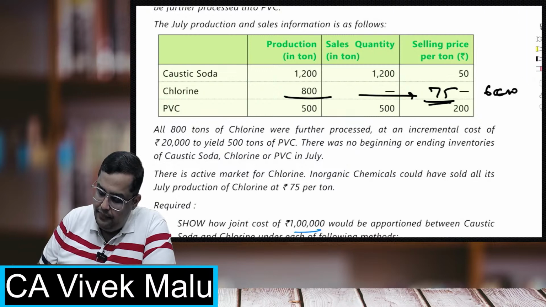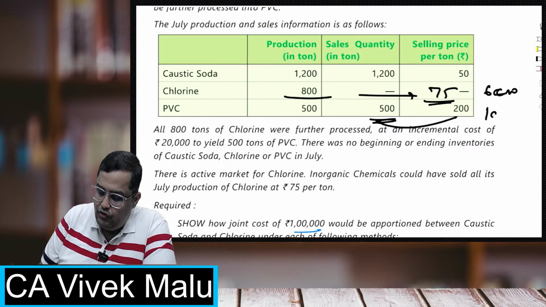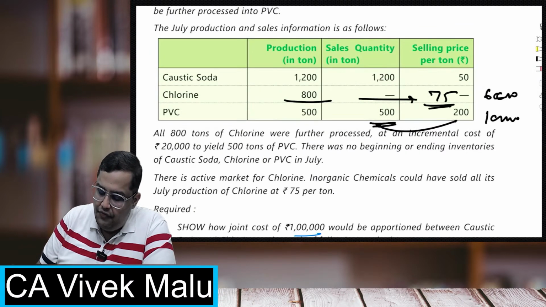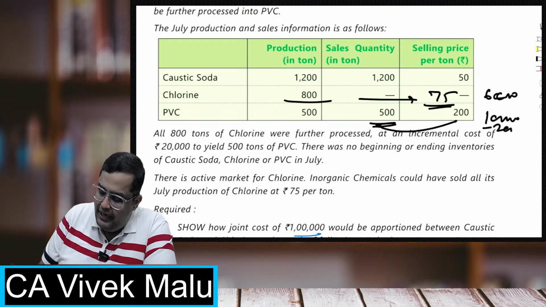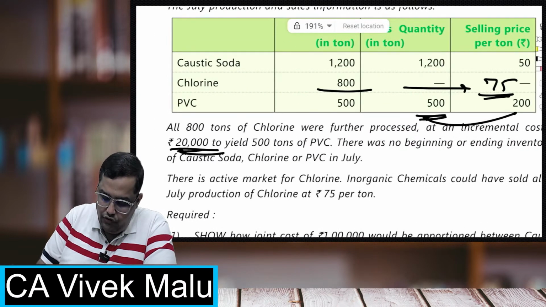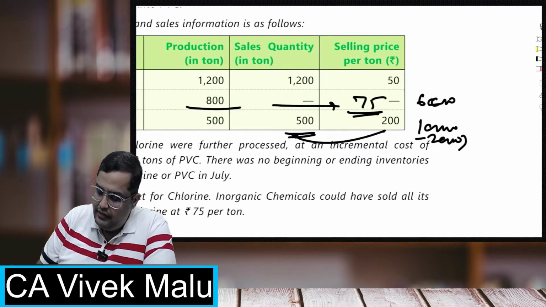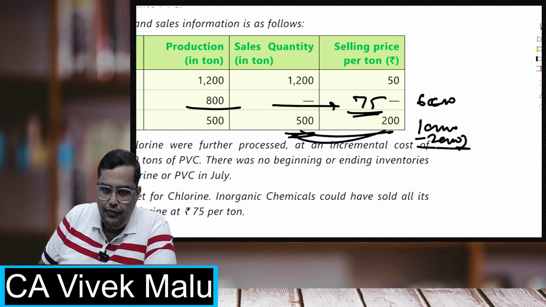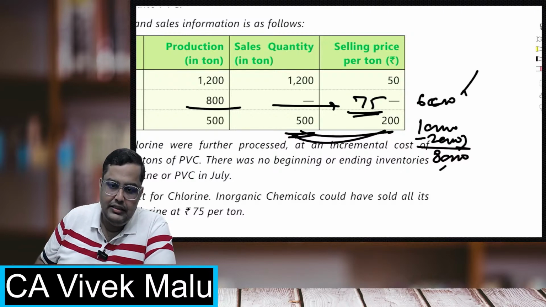I get 60,000 rupees. Now, suppose I produce PVC, I get 500 tons which I can sell at 200, so I get an earning of 1 lakh. But for doing this, I must spend 20,000 on the further processing. Then only I can sell the PVC. So 500 into 200, 1 lakh is what I will receive after spending 20,000. So net earnings from PVC is 80,000. However, net earnings from chlorine is only 60,000.